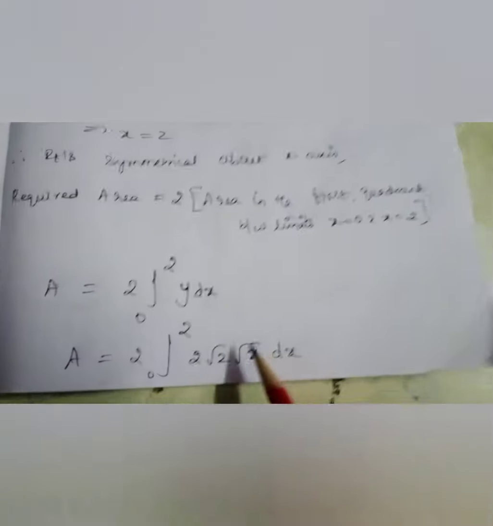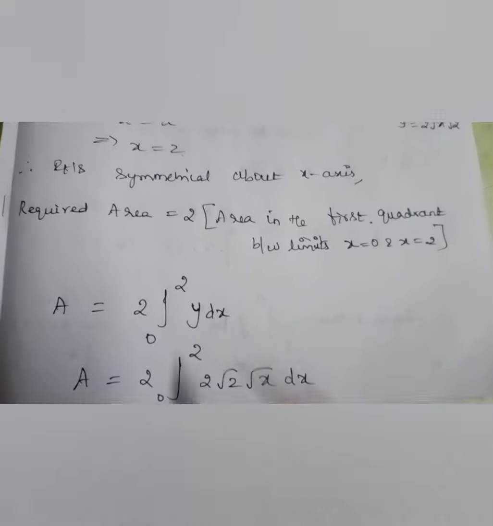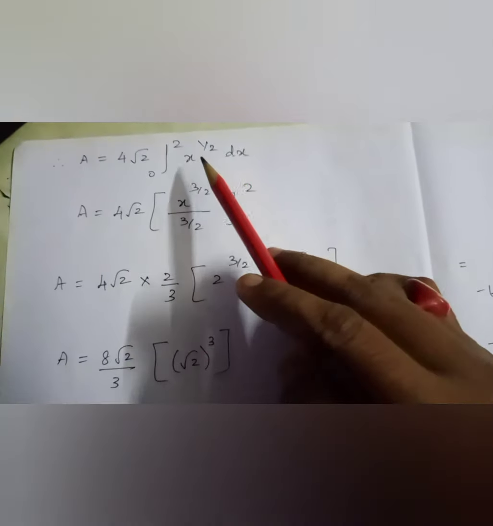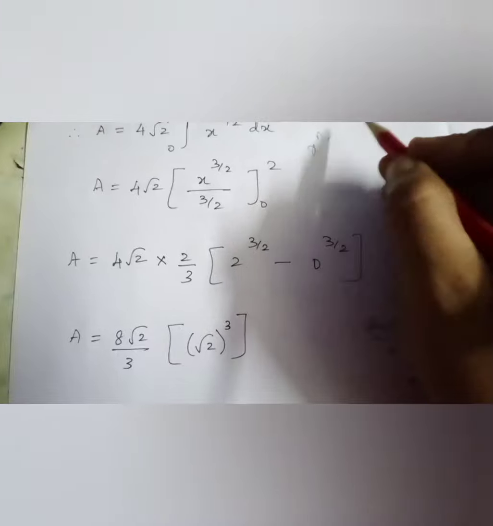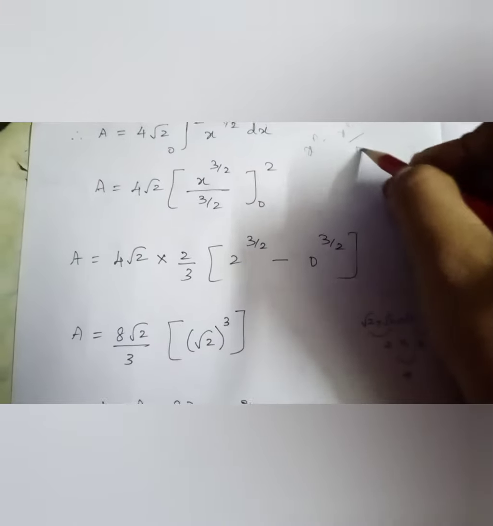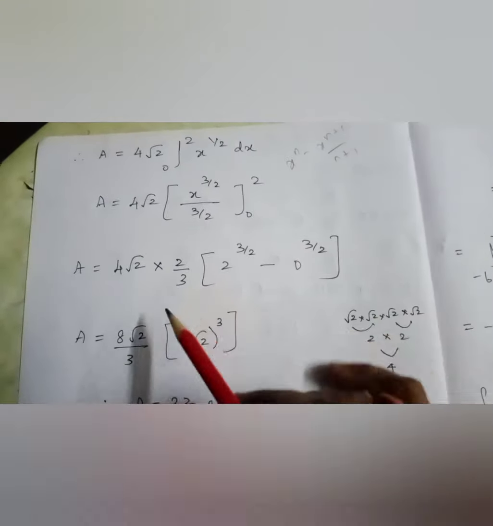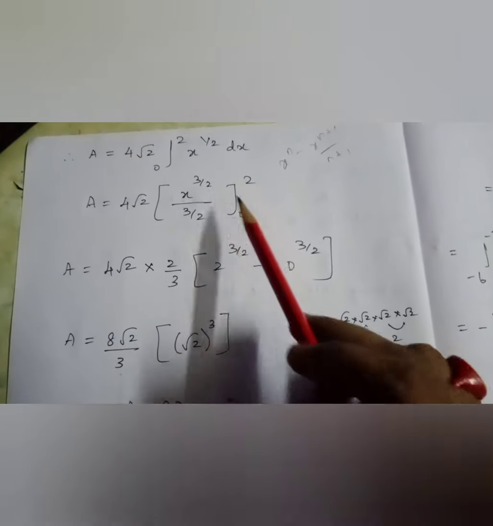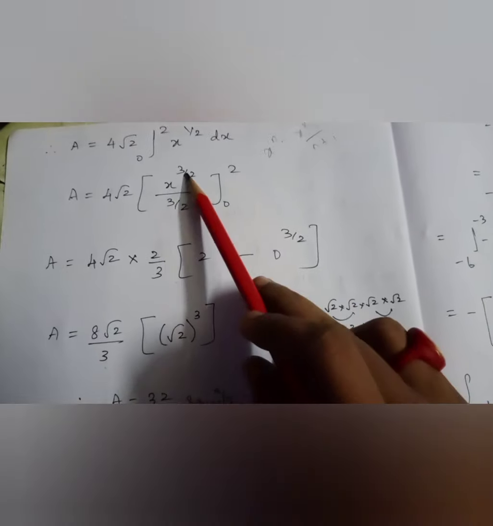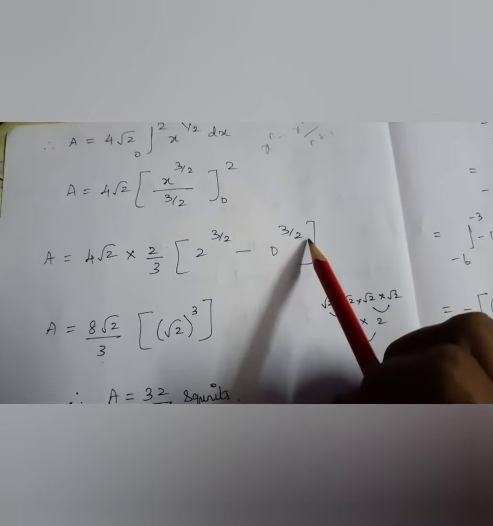So I will write it as it is, and once again I can take this 2 root 2 outside. So what happens now? So 4 root 2 integral 0 to 2 x power 1 by 2. So root x is nothing but x power 1 by 2. So the formula is x power n plus 1 by n plus 1. So x power 3 by 2 by 3 by 2, and this 3 by 2 denominator can be taken as 2 by 3. Now what will happen? 4 2s are 8, 8 root 2 by 3, and this will be upper limit minus lower limit. Upper limit is 2 power 3 by 2 minus lower limit is 0 power 3 by 2.